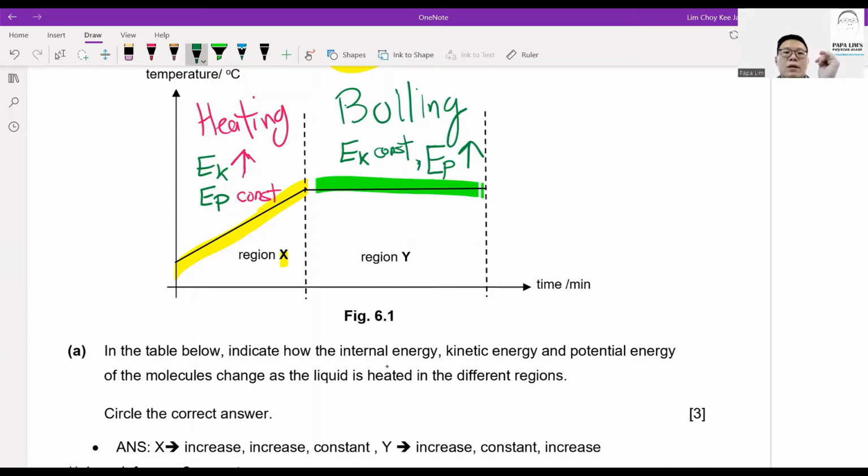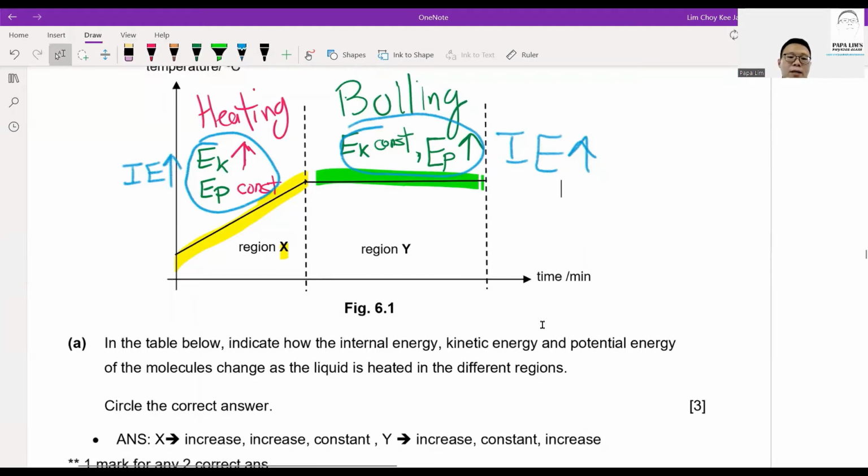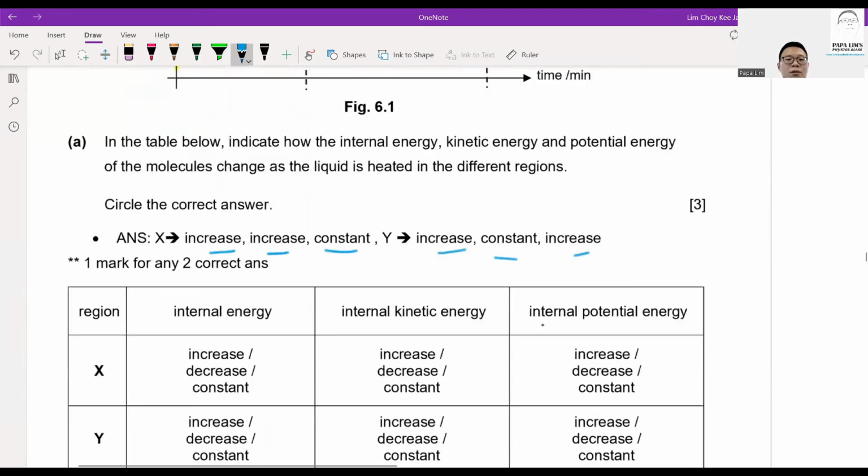Okay, so these are how the energy of each of the stages will change. And similarly, because internal energy consists of both of them, EK increases, EP constant, but my internal energy will still be increasing. Same thing for boiling: EK constant, EP increasing, the internal energy will also be increasing. So with this, you actually have the answer for part A already, which is region X: increase, constant. Likewise, Y will be increase, constant, and increase. So you check which section you're looking at.